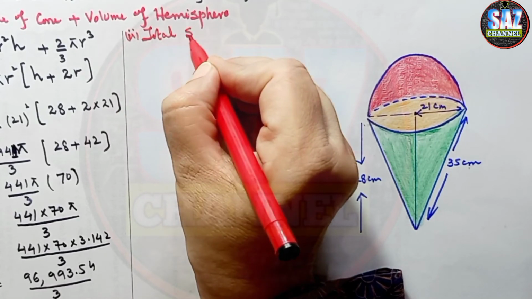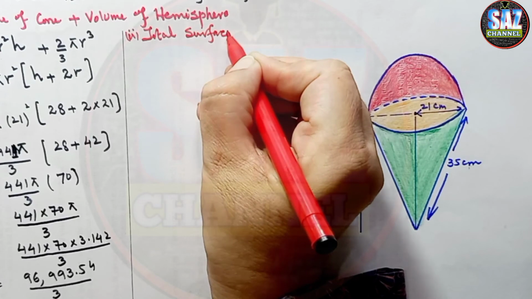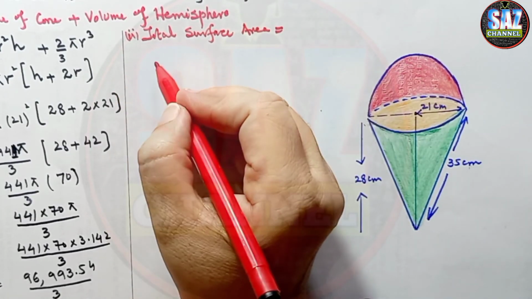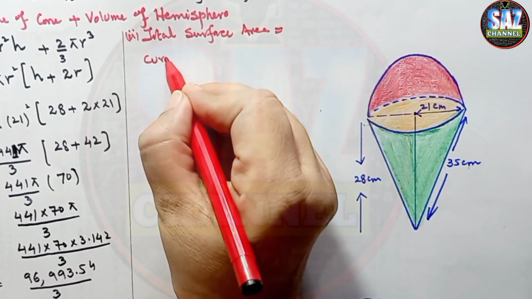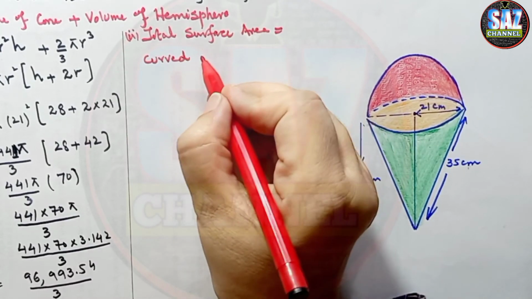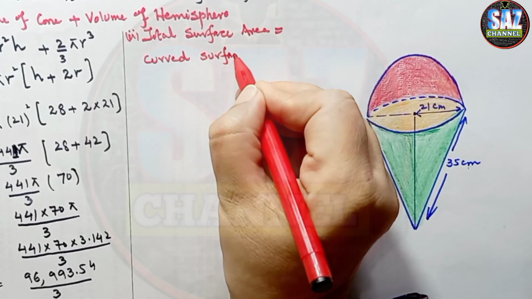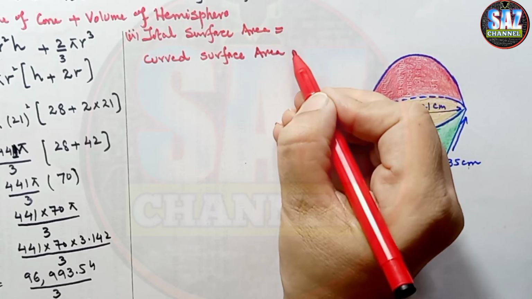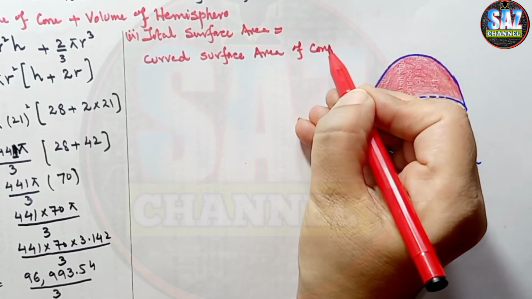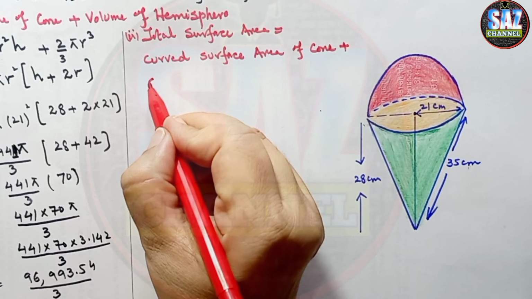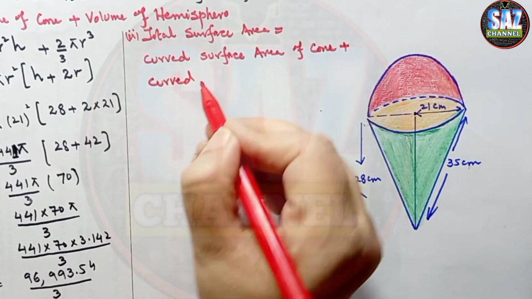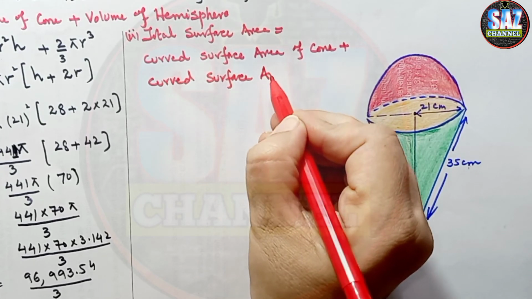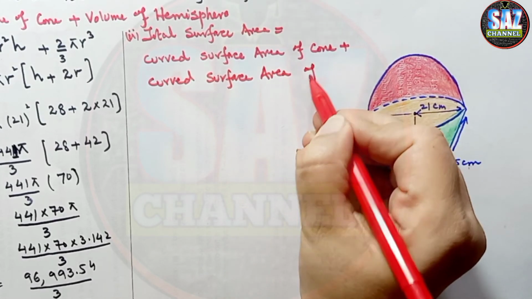Total surface area will be equal to curved surface area of cone plus curved surface area of hemisphere.